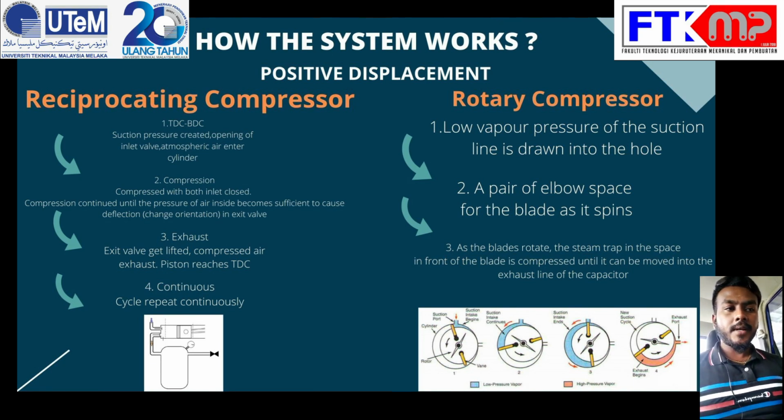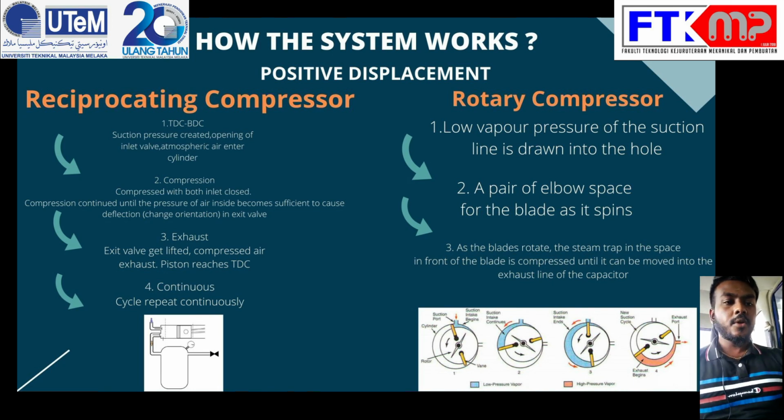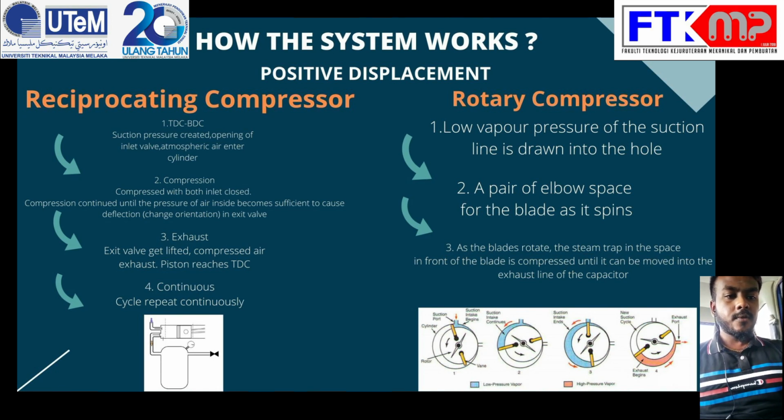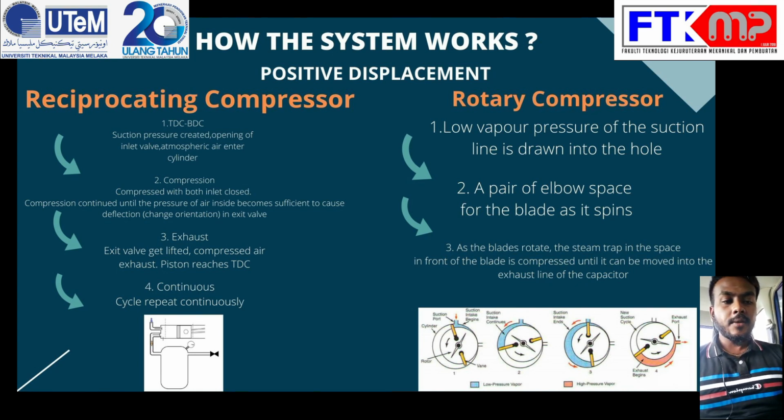And then we continue with the rotary compressor. For the rotary compressor, the first thing is that the low vapor pressure of the suction line is drawn into the hole. The second thing is that the space for the blade is spun. And then the third process: as the blade is rotated, the vapor trapped in the space in front of the blade is compressed until it moves into the exhaust line of the compressor.